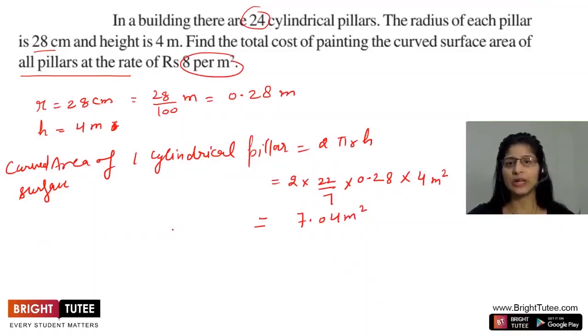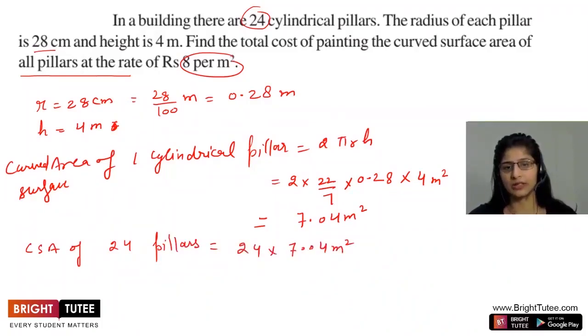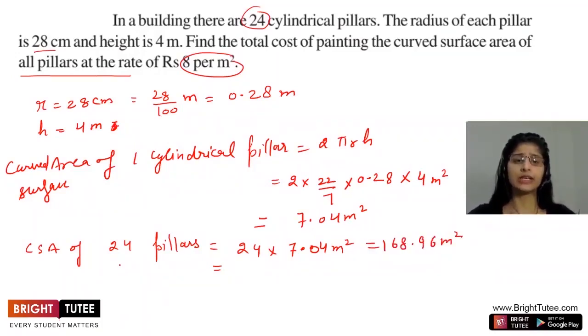Now it is for one cylindrical pillar, right? The CSA, that means the curved surface area, of 24 pillars: what will be the area of that? 24 into 7.04 square meter. So we are going to multiply 7.04 with 24. Multiplying it with 24, we get 168.96 square meter. So this is the curved surface area of 24 pillars.